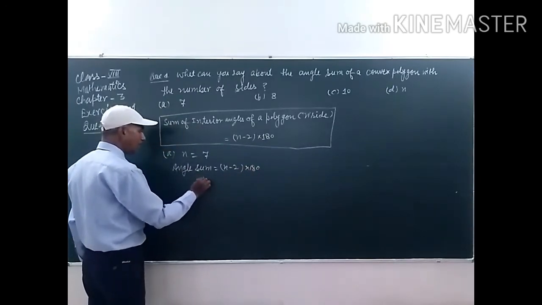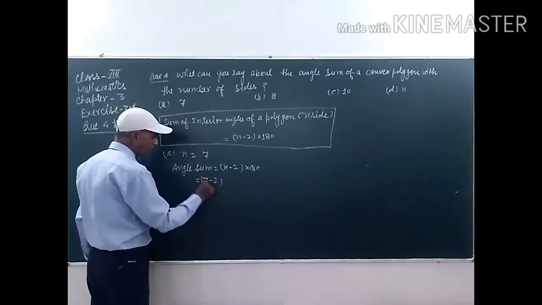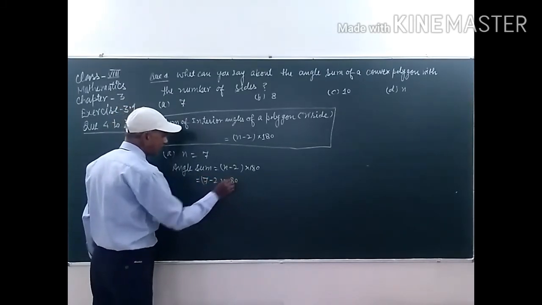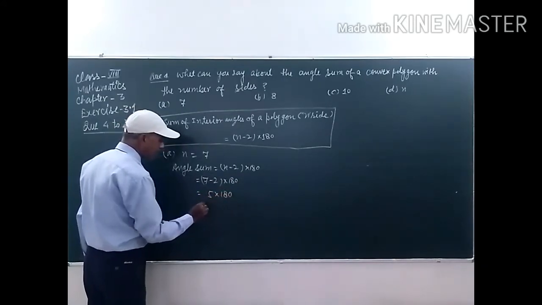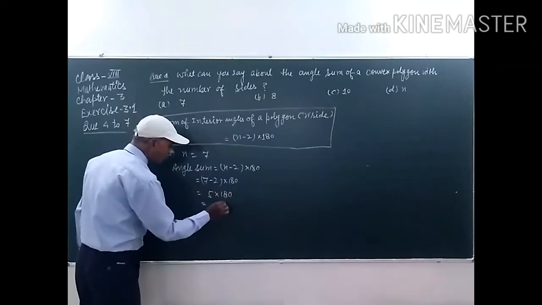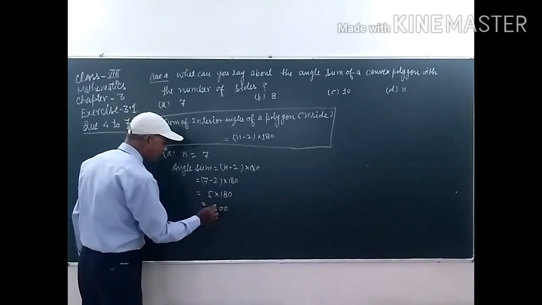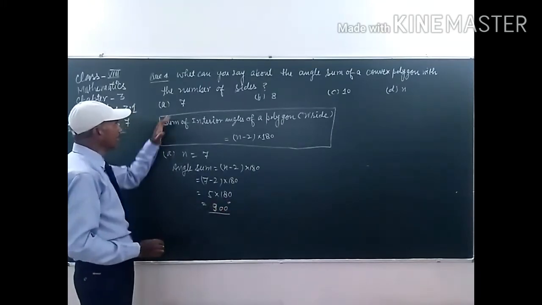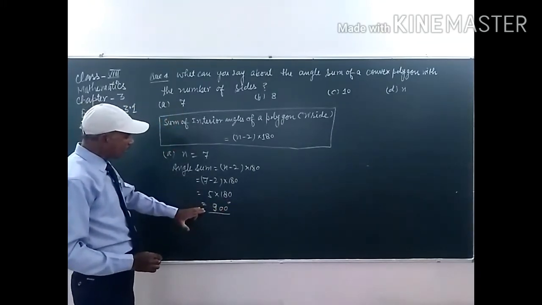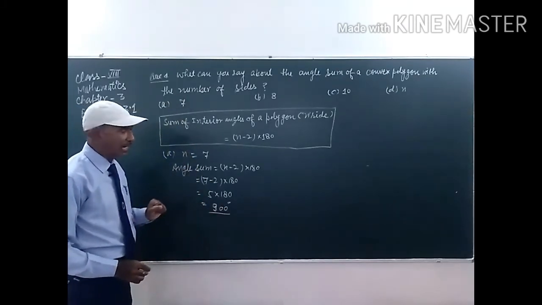So it will be, n is 7, students, so 7 minus 2 into 180. It will be 5 into 180. So 5 times 180, that is 900 degrees. If the number of sides is 7, the total angle sum of the 7-sided polygon will be 900 degrees, students.